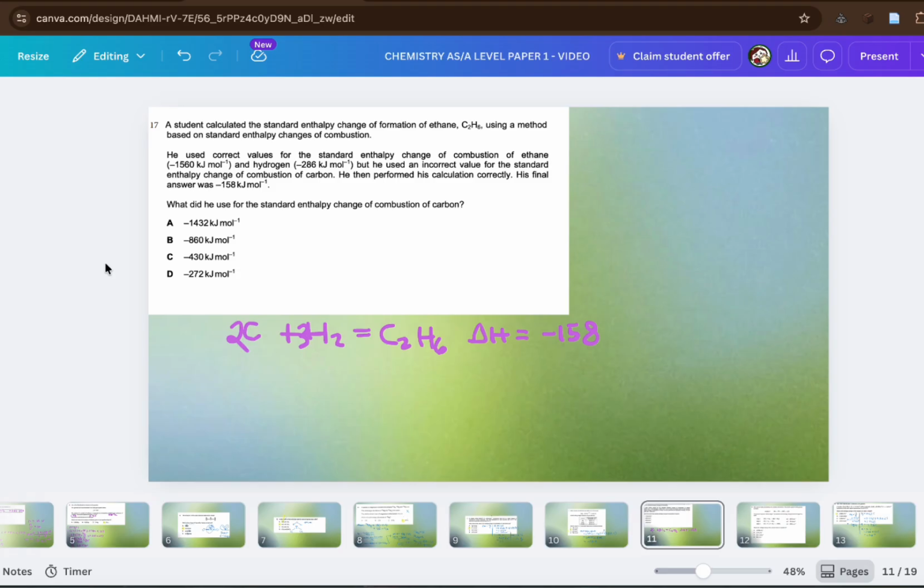So carbon is C plus O2. This results in CO2. Of course, we're trying to find this. This is a variable. Next, hydrogen, H2 plus half oxygen results in H2O.